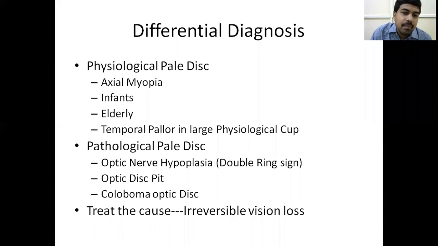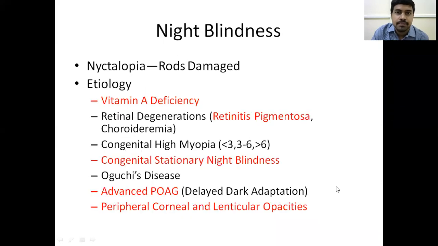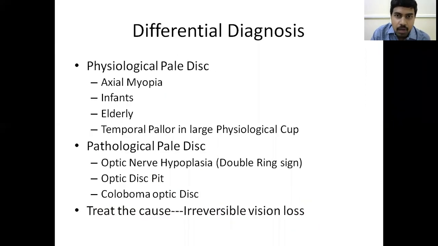So what is the treatment? There is no treatment. Treat the cause. If it is papilledema, send it to a neurosurgeon. Try to reduce the intracranial tension. If it is due to some optic neuritis, give IV methylprednisolone. If it is due to glaucoma, treat the glaucoma. If it is retinitis pigmentosa, there is no cure. So depending on the etiology, you treat the cause. So that finishes optic atrophy.